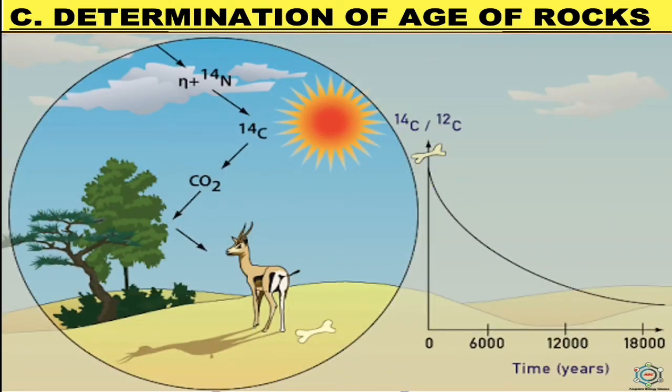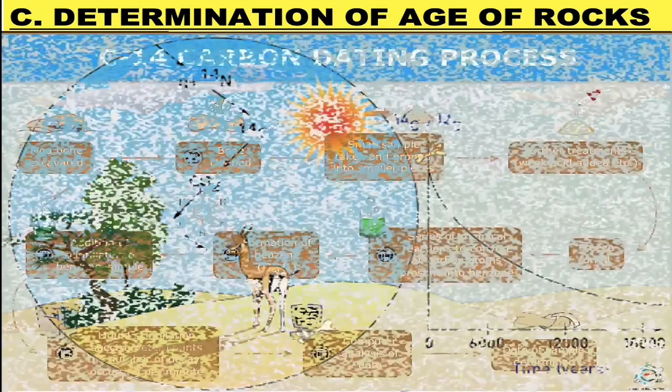Next is the carbon dating technique. This method was given by W.F. Libby in 1950. Radioactive carbon C-14 occurs naturally. Its half-life is about 5600 years. C-14 decays to form nitrogen-14, and this technique can measure rocks or fossils up to 25,000 years old. It is therefore used in dating recent events.